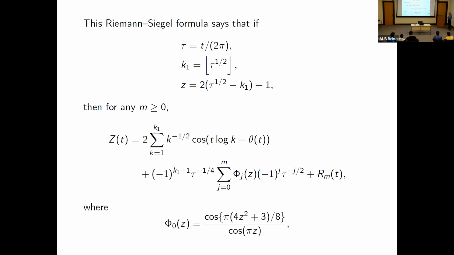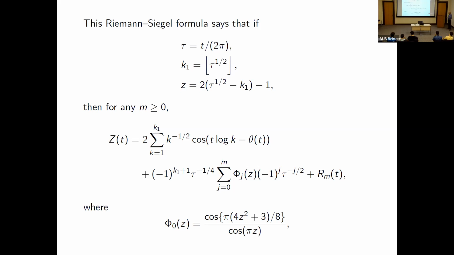And then this parameter z will come up in the correction terms. It's some number between -1 and 1, right? It's equal to the fractional part of the square root of tau, because it's square root of tau minus K1. So that's the fractional part of the square root of tau. And then after rescaling and shifting, you get a number between -1 and 1.